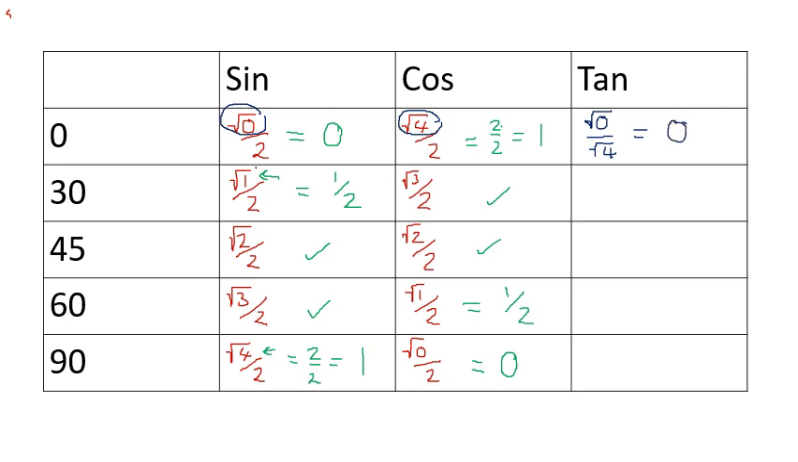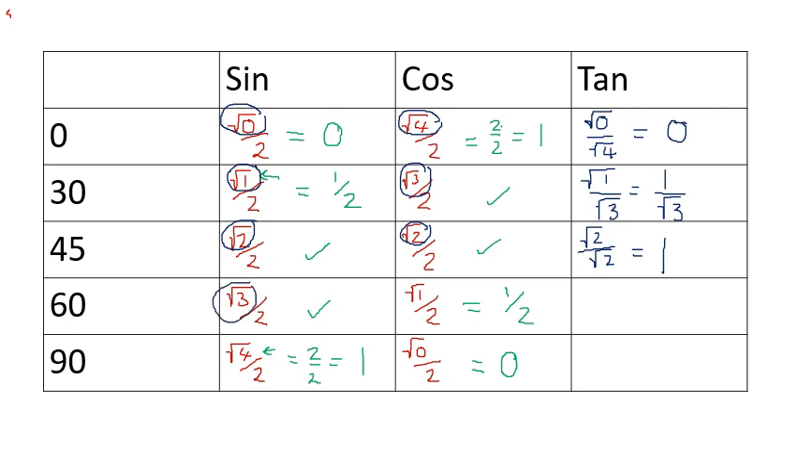Now you do this numerator divided by this numerator. So root 1 divided by root 3. Well, root 1 is 1 and root 3 just stays the same. And then we do root 2 divided by root 2. Well, anything divided by itself is just 1.